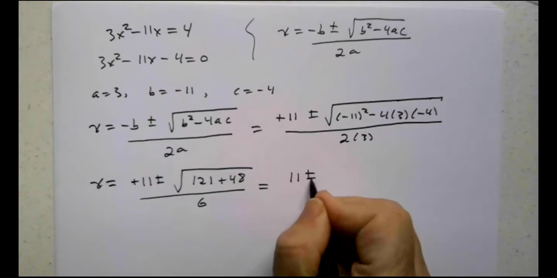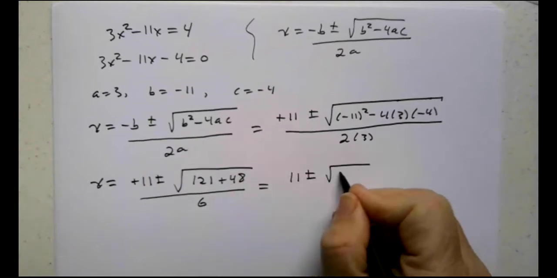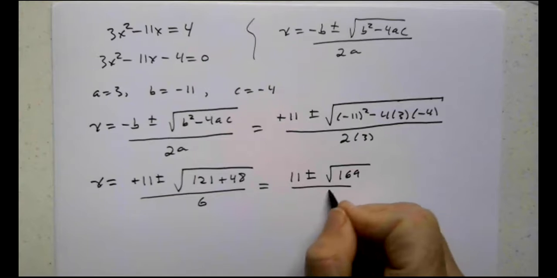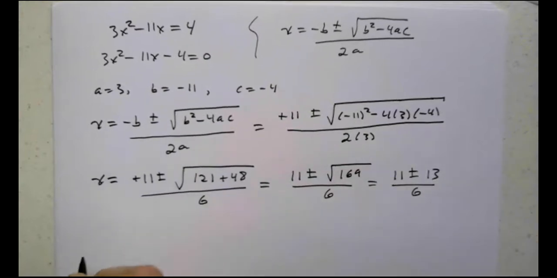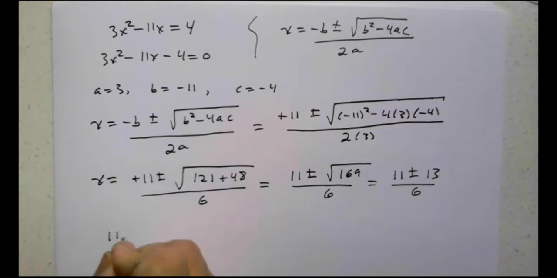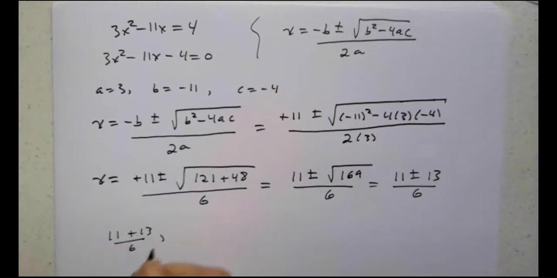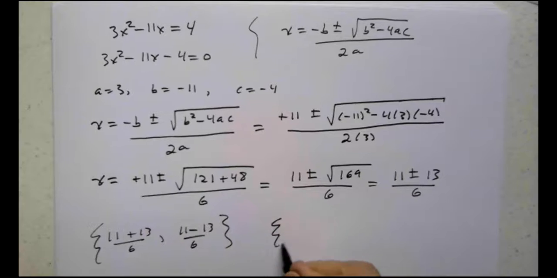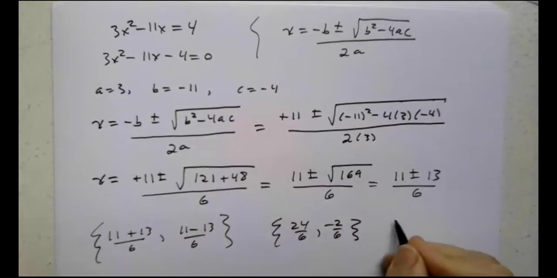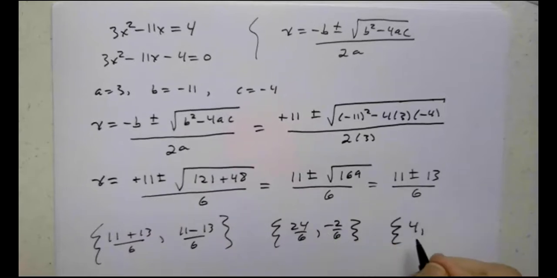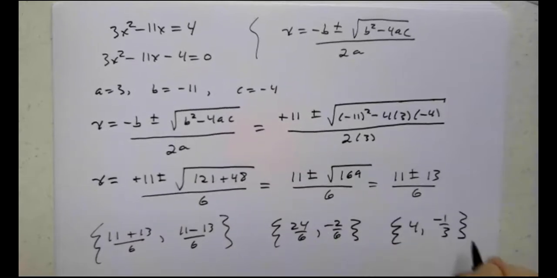So we get 11 plus or minus root 169 over 6, which is 11 plus or minus 13 over 6. 11 plus 13 over 6, and 11 minus 13 over 6. My two answers. Let's simplify those. 11 plus 13 is 24 over 6. 11 minus 13 is negative 2 over 6. Let's simplify one more time. 24 over 6 is 4. Negative 2 over 6 is negative 1/3, which agrees with what I had with factoring.